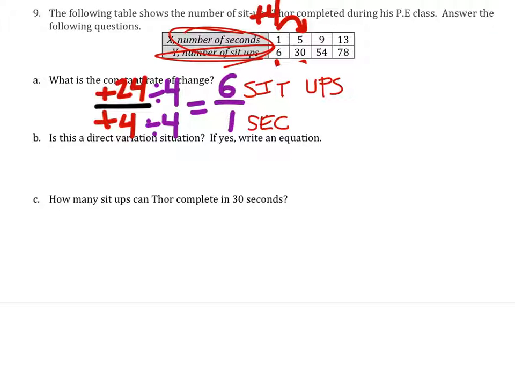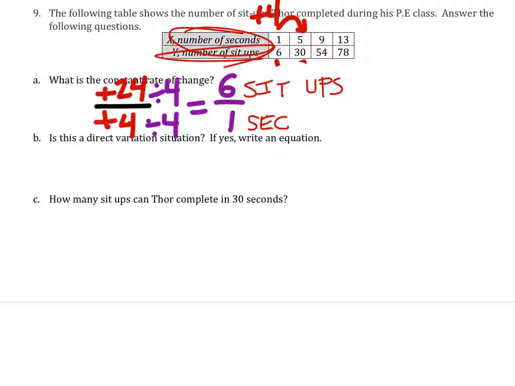Some of you guys may prefer just to write this as words. 6 sit-ups per second, something like that. 6 sit-ups for every second. It doesn't matter. It's the same thing. So if you guys were using this method, at first, some of us may not have known that this table was proportional. It is. And that's all this is asking for.